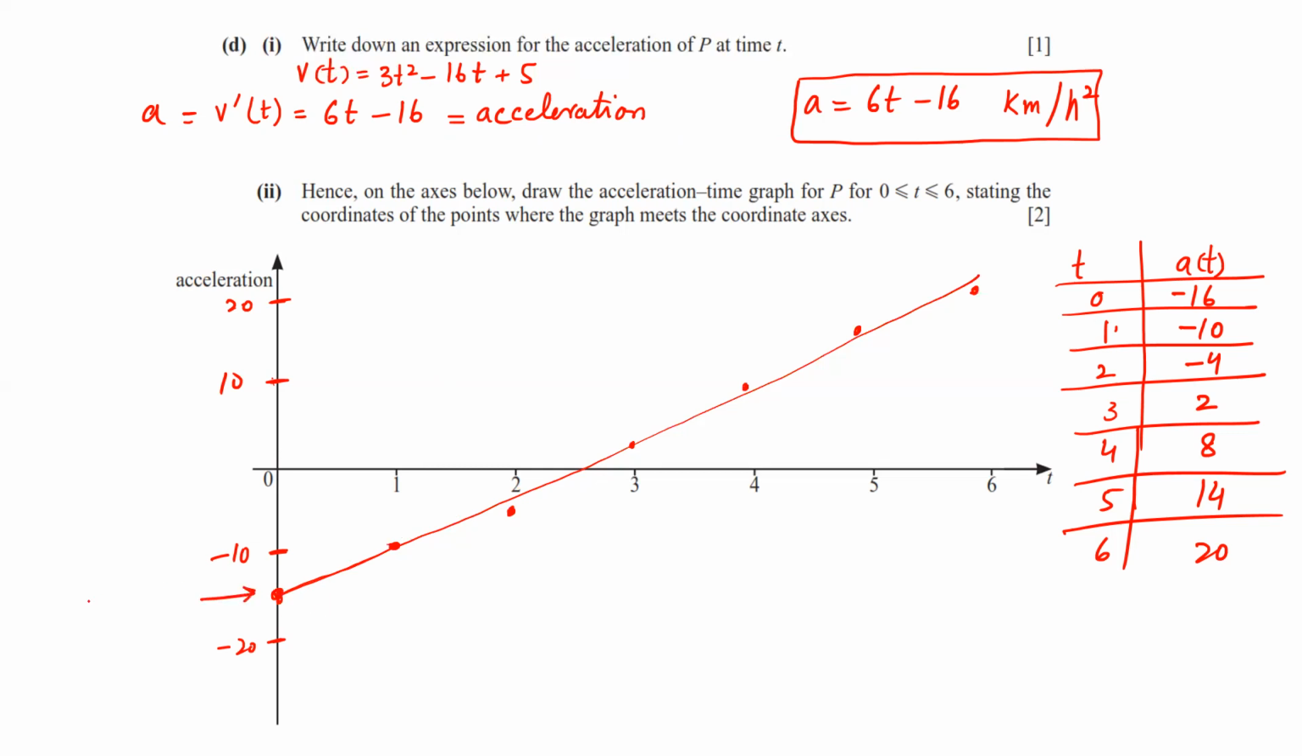And the points where this is cutting the coordinate axis. This point is on the y-axis. So x is 0, the y value is minus 16, and this is on the x-axis. So this value will be 6t minus 16 equals 0. So t value will be 16 by 6. This comes out to be 8 by 3 hours. So on the x-axis, it is 8 by 3, y value will be 0. So this is the value for these 2 points. So this is how you will be solving this question.